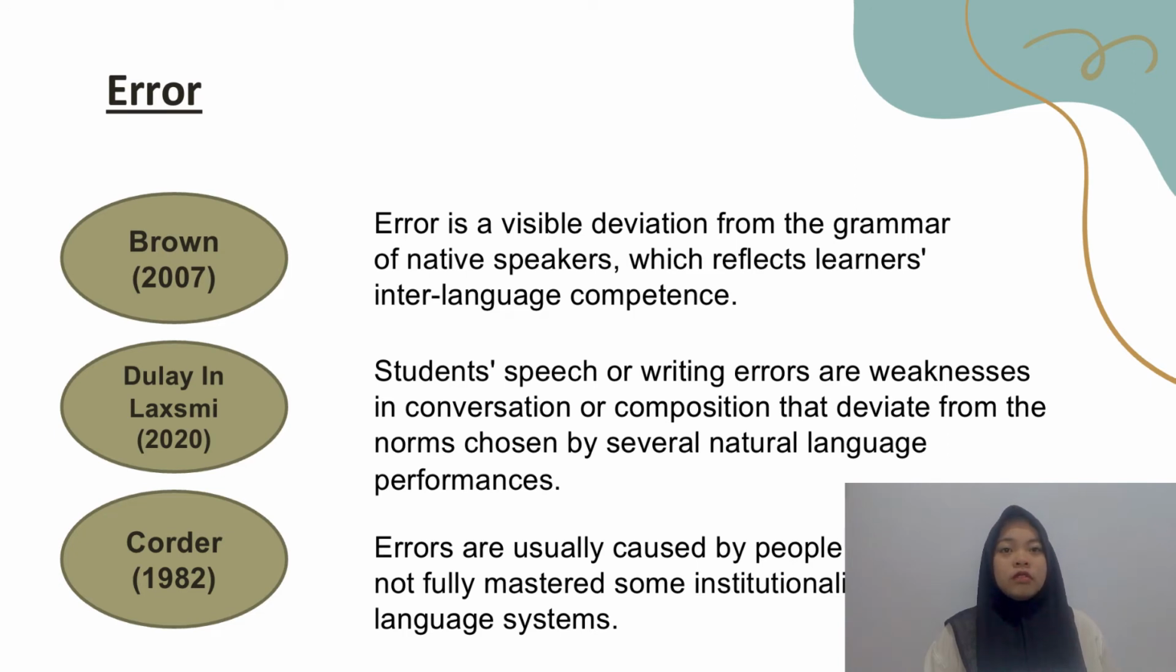Error. Brown, 2007, said that error is a visible deviation from the grammar of a native speaker, which reflects learner interlanguage competence. Dulay, in Lakshmi 2020, said that students' speech or writing errors are weaknesses in conversation or composition that deviate from the norm chosen by several natural language performers. And Corder, 1992, said errors are usually caused by people who have not fully mastered some institutionalized language system.